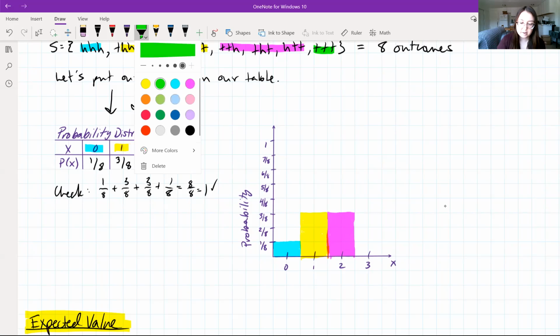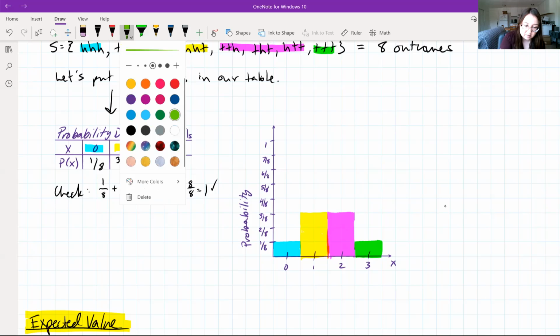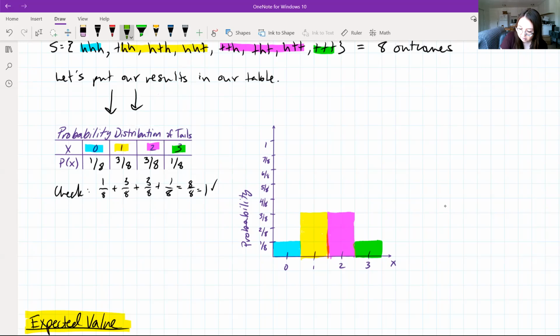Then lastly, we want to fill in our histogram here for our value of getting 3 tails out of 3 coins. Once again, we see this is going to have a probability of 1 over 8. So then we fill in our bar. And there we go, and there's our histogram. And we can maybe outline this a little bit just so we know what's what. Fill it in.